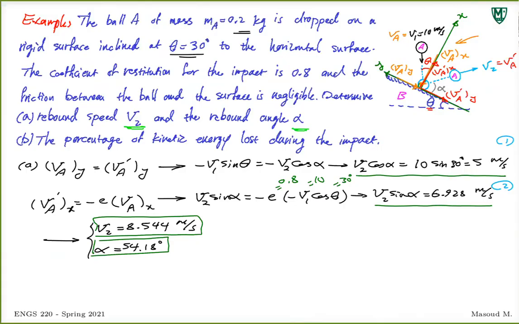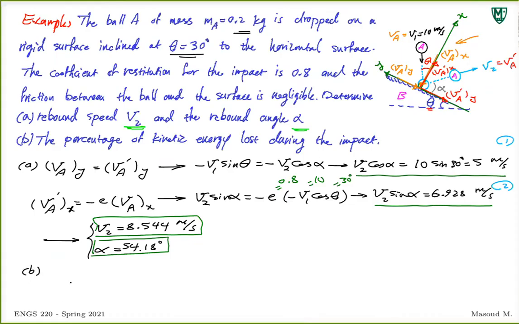Now, part B is asking us to find the percentage of kinetic energy lost during the impact. Right? So what is kinetic energy? Kinetic energy is 1/2mv squared. So basically, what this part is asking is that now you know velocity before the impact and you know velocity after the impact. Knowing those two, tell me how much kinetic energy is lost. So that's what this is trying to say. Let me see if I can fit it here.